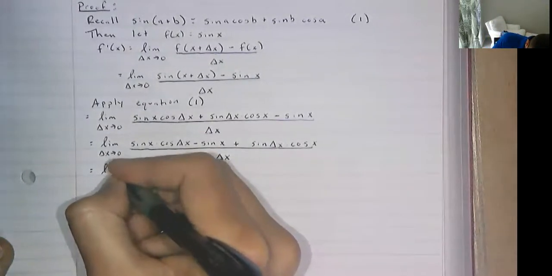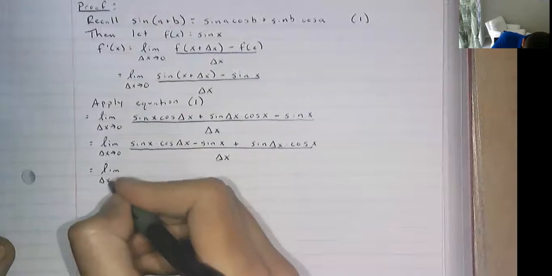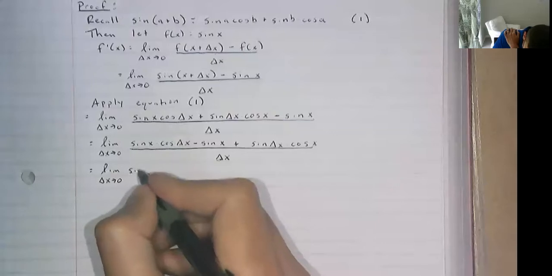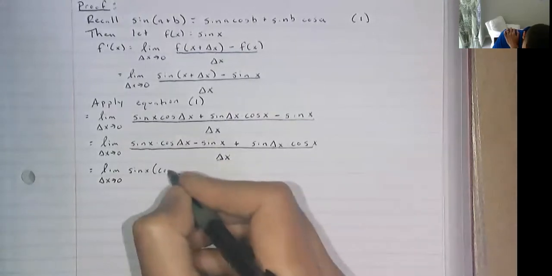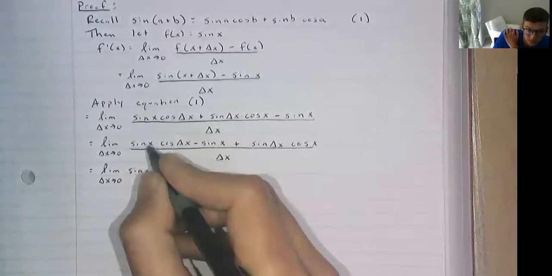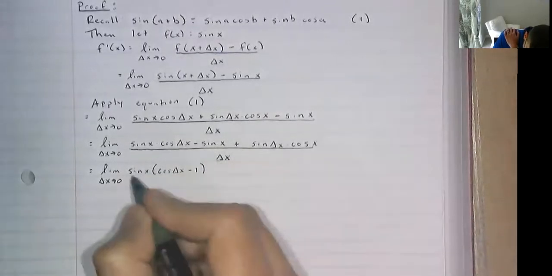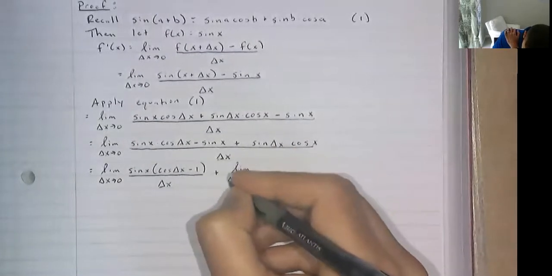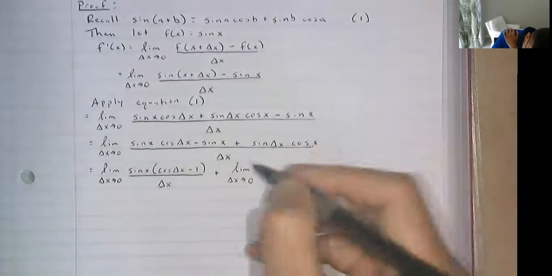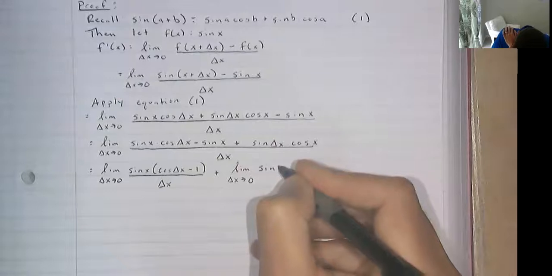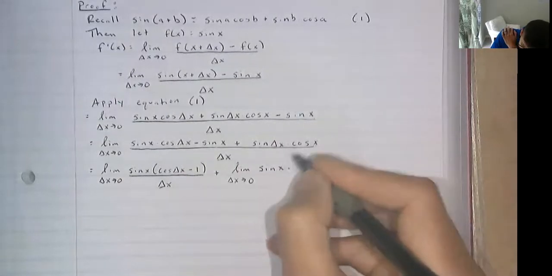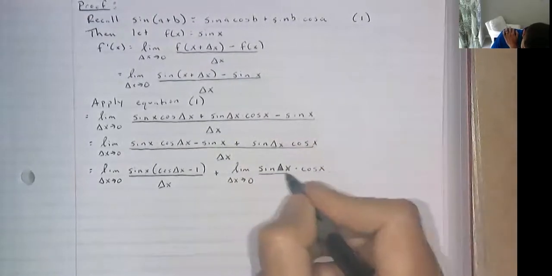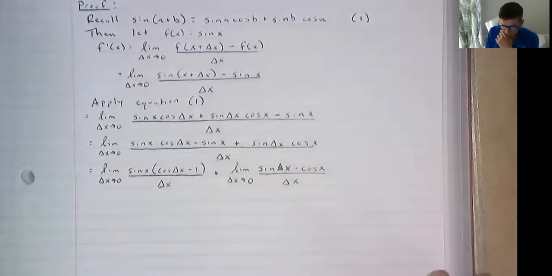So the limit as delta x approaches 0, this sine of x is going to get factored out, leaving us with the cosine of delta x minus 1, divided by delta x, plus the limit as delta x approaches 0 of the sine of x times the sine of delta x, that's important, delta x, times the cosine of normal x, divided by delta x. Okay.